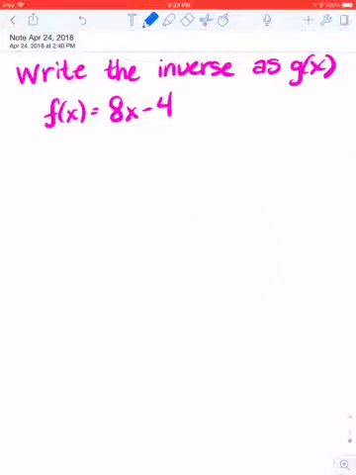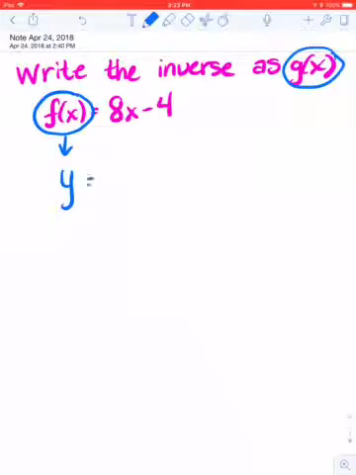Okay, guys, let's go over a little bit of a review over how to write an inverse from an equation. So first of all, they want us to write an inverse, and when we're done, we're going to name it g of x. So if I start out, I have f of x equals 8x minus 4. The first thing I'm going to do is take out the f of x and replace it with y. So that's your first step.